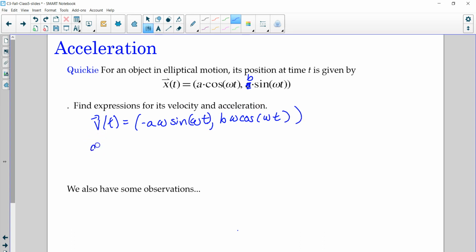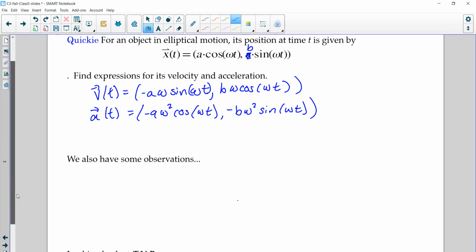All right, and then a of t is, so v of t was the derivative of x of t, and so a of t is just the derivative of velocity. So I should get minus a omega squared cosine of omega t, comma, minus b omega squared sine of omega t. Okay, and that's all we have.